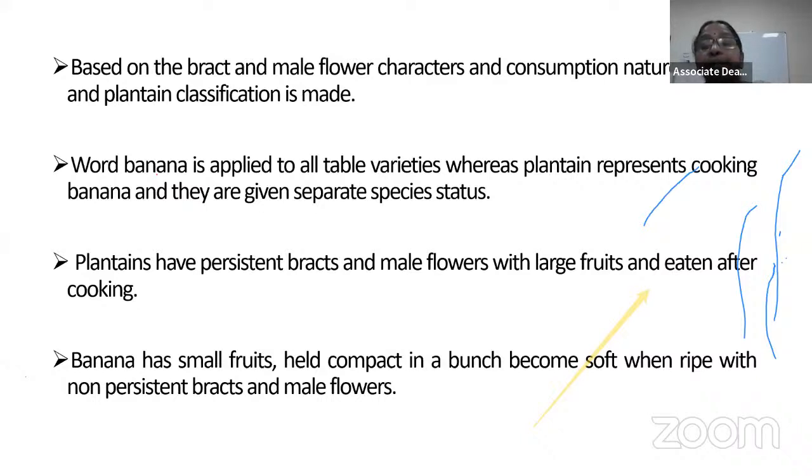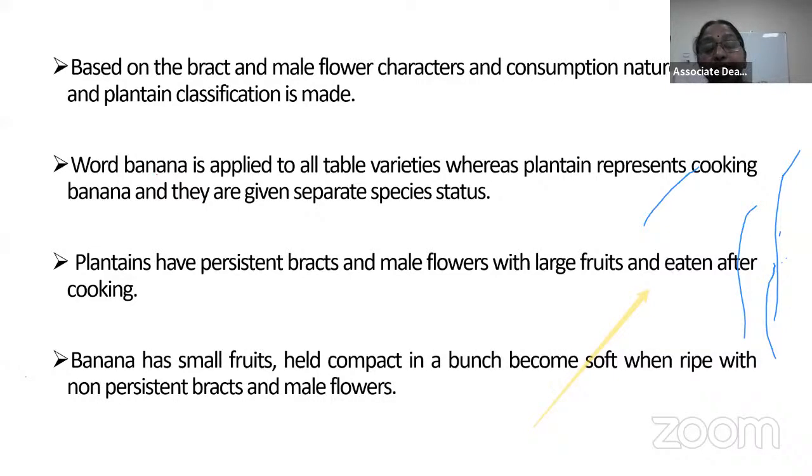So the table varieties are commonly known as the dessert type, the bananas, and the cooking bananas, which are consumed after cooking, are generally known as plantains. And they are given separate species status also. Their genus is the same, but the species status is different. And these plantains will have persistent bracts and male flowers with large fruits and are eaten after cooking.